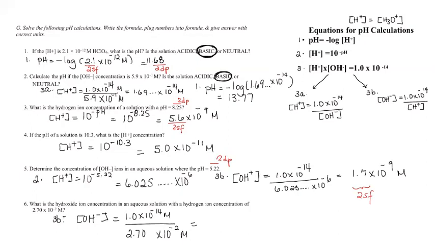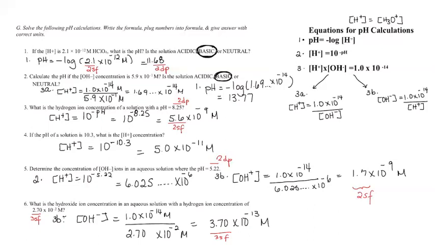So since this has 3 Sig Figs, we need this in 3 Sig Figs. So when we round this to 3 Sig Figs, it is 3.70 times 10 to the negative 13 molar.